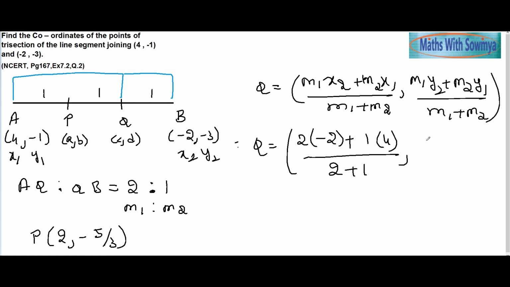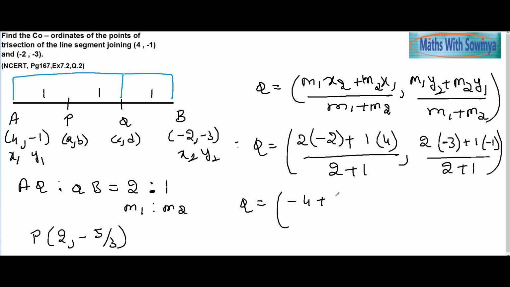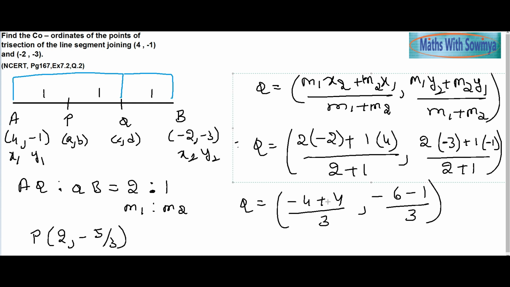What about here? M1 is 2, y2 is minus 3 plus 1, y1 is minus 1. This is again 2 plus 1. So Q is minus 4 plus 4 by 3 and this is minus 6 minus 1 by 3. So we just solve and we see what we are going to get here.